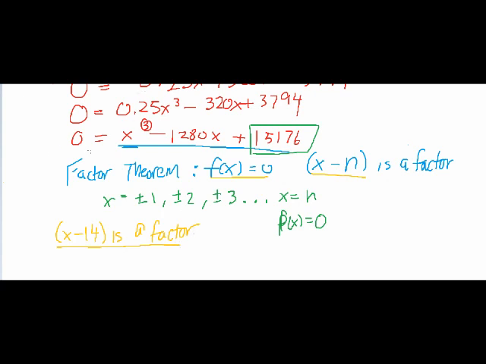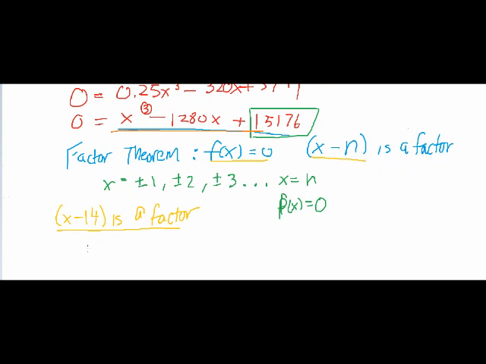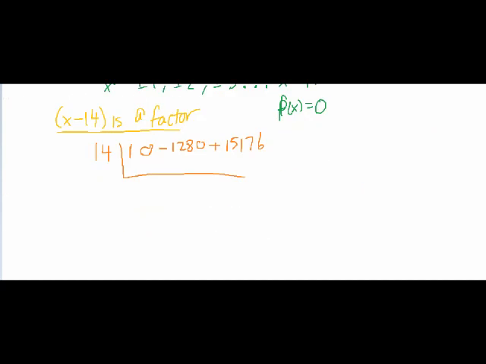So now we need to use 14 in synthetic division to simplify this polynomial. If we remember synthetic division, we always put the number that we found, 14, outside. We draw a box with the coefficients of the polynomial inside. The coefficients always go from the highest degree to the lowest degree. Our highest degree is 3, and our coefficient here is 1, so we put 1. Our next degree of 2, we don't have in the polynomial, so we put a 0. Then degree of 1, negative 1280, and degree of 0, positive 15176. So now that we have this, we can work this out.